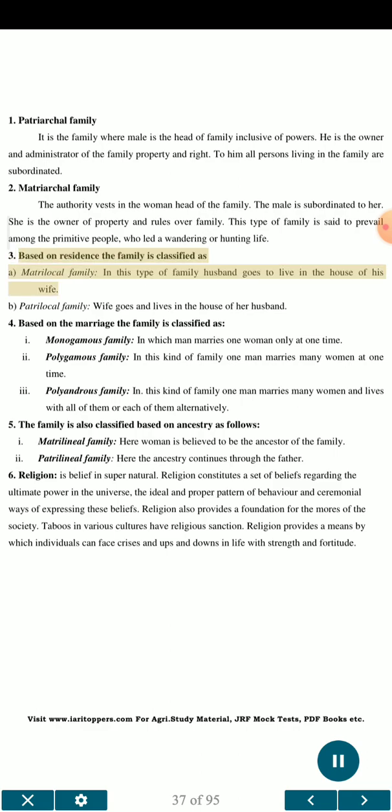3. Based on residence the family is classified as A. Matrilocal family. In this type of family the husband goes to live in the house of his wife. B. Patrilocal family. The wife goes and lives in the house of her husband.